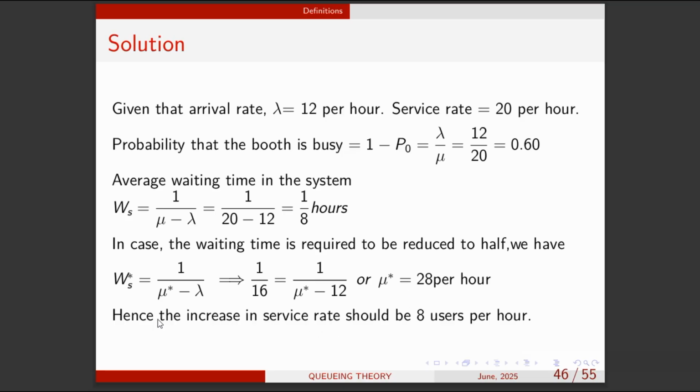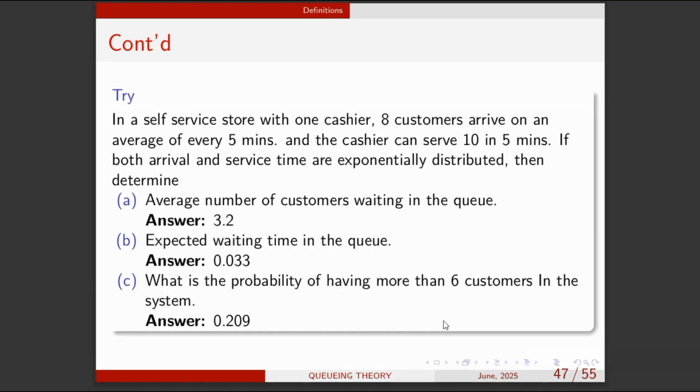So hence the increase in service rate should be what? 8 users per hour. Alright? Good. So this is another one.